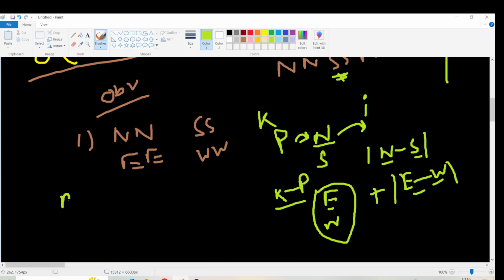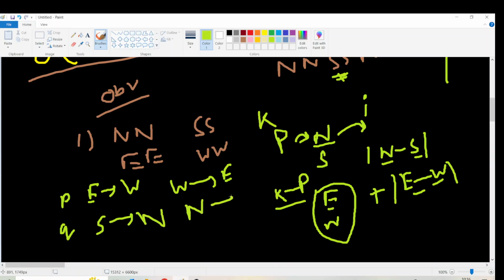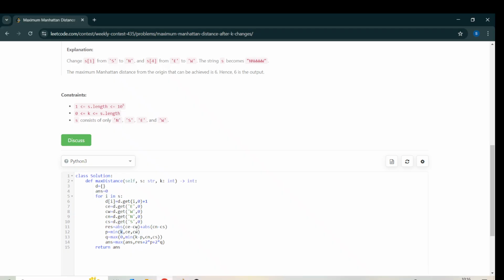So we'll try to change p easts to west, or wests to east, and with q operations we'll try to change q south to north, or north to south. So when we are changing some east to west, let's say we have 3 east and 1 west. The resulting value is 3 minus 1, which is 2. Now let's say we change 1 west to east, so we are generating 2 impact, so we'll be adding plus 2 here. That's why, after we have found p and q, our resultant answer will be result plus 2 into p plus 2 into q.